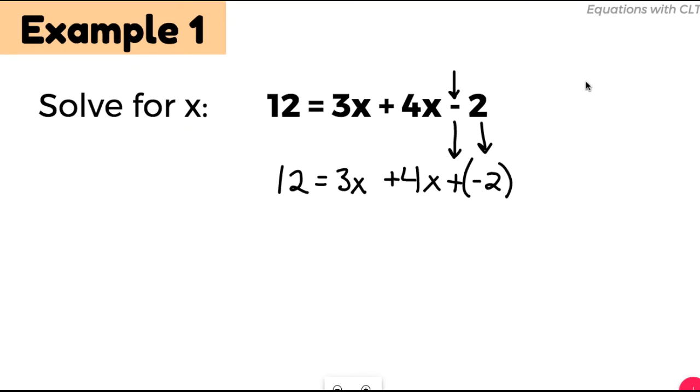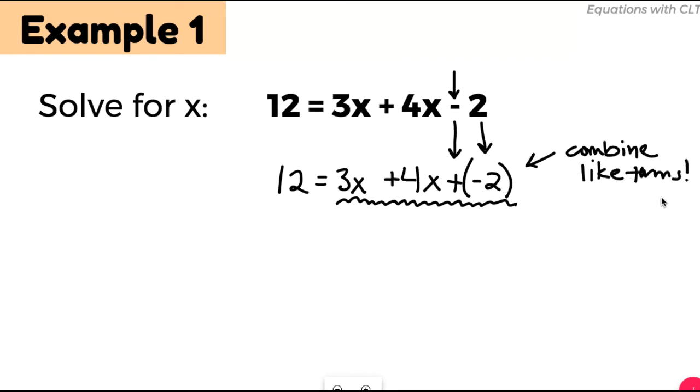So now at this point, we take a look at the expression on the right-hand side of our equation, because on the left-hand side, there's nothing to simplify. But on the right, I can actually combine like terms. And if we take a look, let me erase this. If we take a look at this right-hand side, I have x and another x. So I can actually combine 3x plus 4x and get 7x.